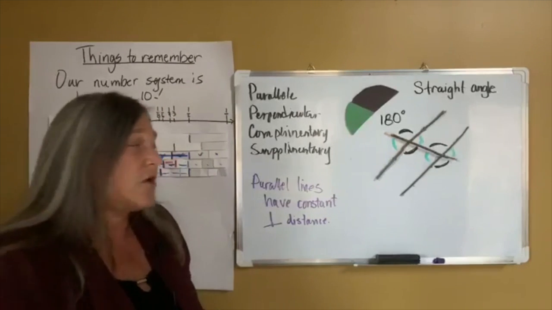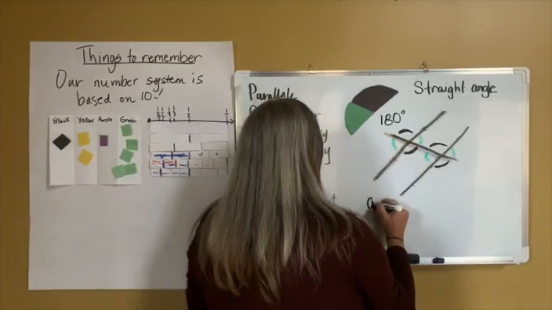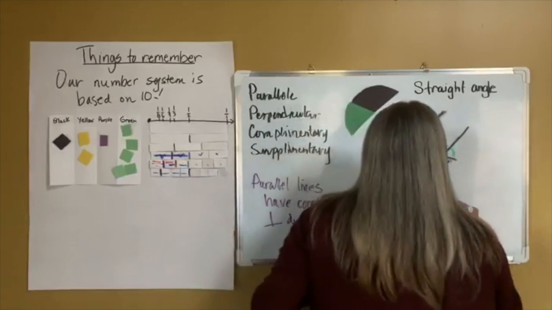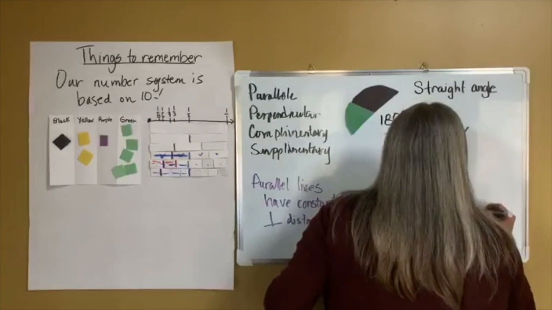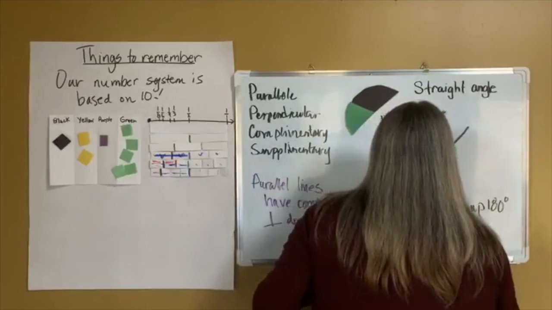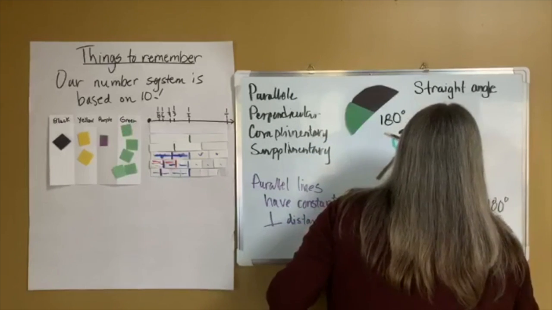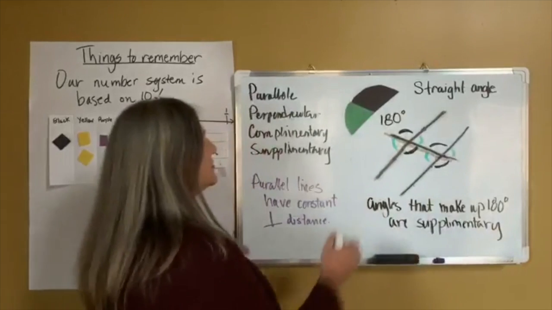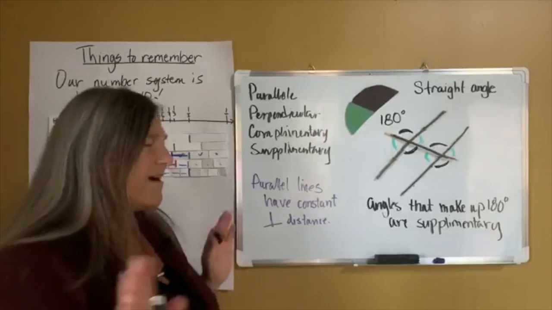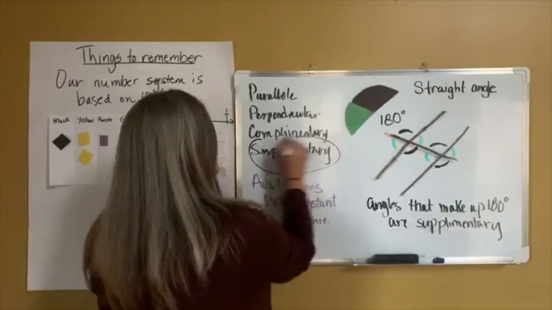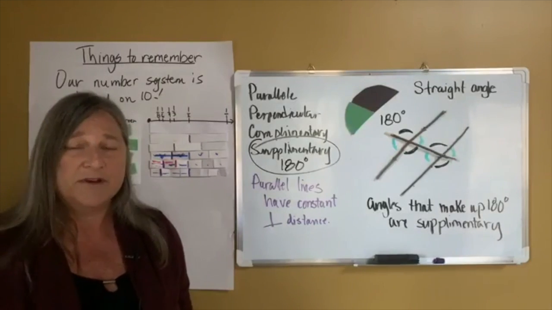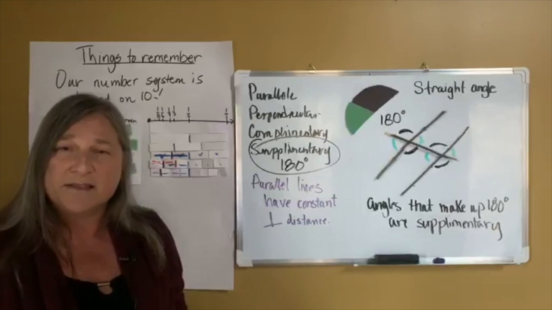So that's called... angles that make up 180 degrees are supplementary angles. So our green angle and our black angle are supplementary angles. All supplementary means is that they add up to be 180 or a straight line. Everybody knows what a straight line looks like.